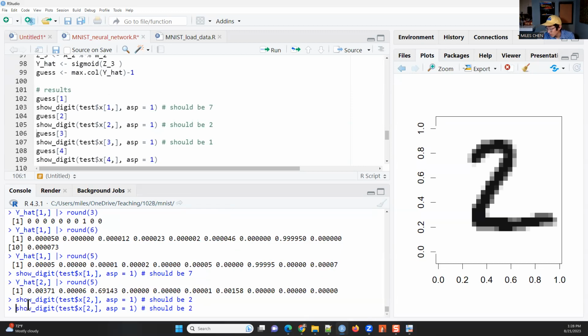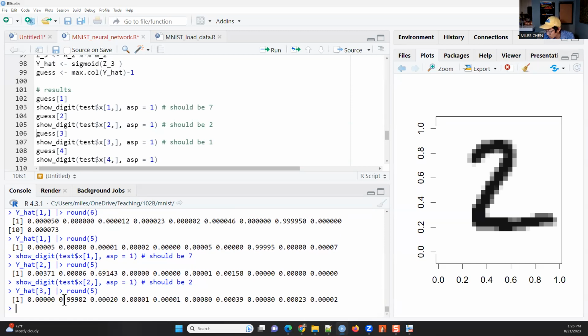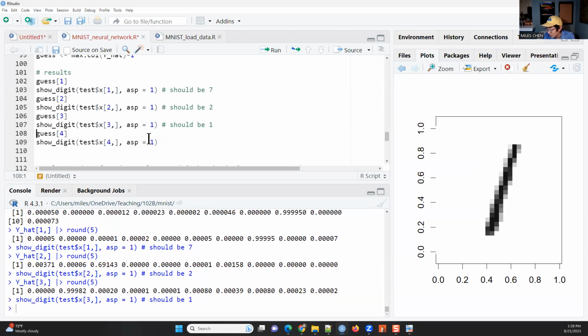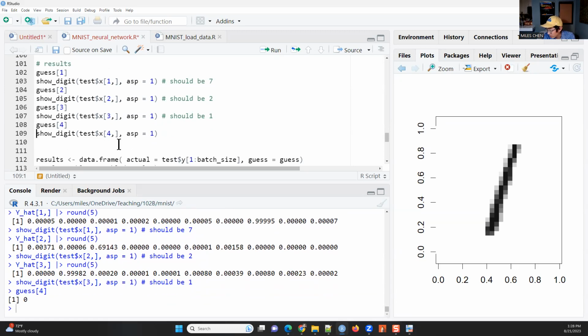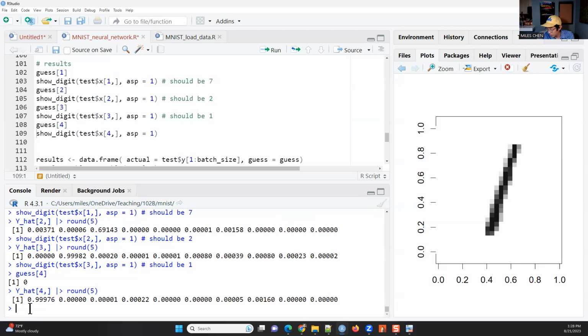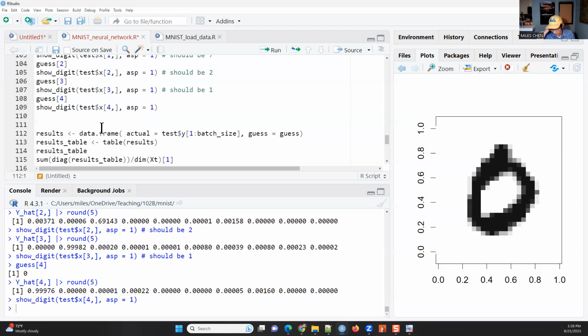Let's take a look at, say, the third row. The third row corresponds, I would say, to a 1. 0.99982, that's for column 1, and we did look at that. Indeed, that's a 1. The fourth row, the guess is a 4. Again, if I look at the fourth row, we can see that indeed the node for digit 0 is the highest, and if we look at that, indeed, it's a 0.